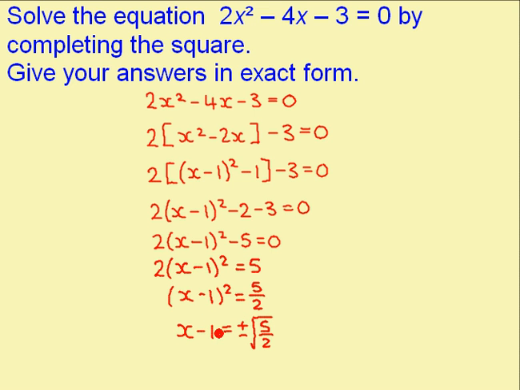Now I want to add 1 to both sides, so I get x equals 1 plus or minus the square root of 5 over 2. This is my answer in exact form, so I stop here.